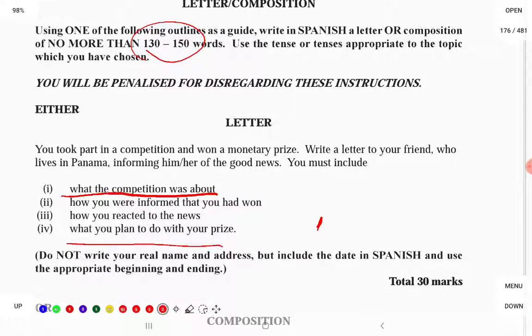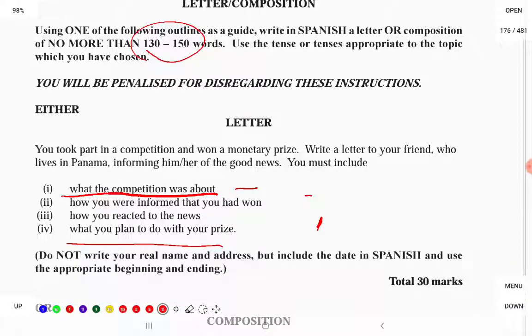So, what the competition was about. Try to keep it based on your vocabulary level. You can say it was a sports competition, an essay competition, a painting competition, an art competition, a drawing competition, things that you are familiar with, vocabulary that is available to you and that you would have learned from Form 1 to Form 5. I'm going to keep it as an essay competition. So I'm planning my letter basically.